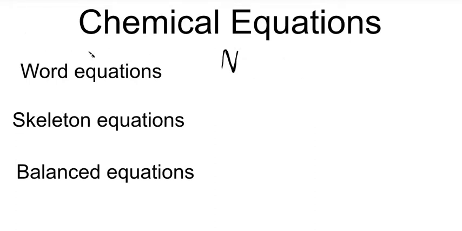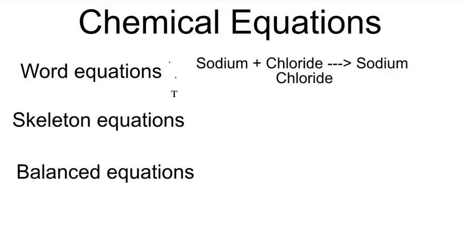So it would look like this. Sodium plus chloride yields sodium chloride. Okay, so that is a very simple one. So we see sodium plus chloride, when they react, forms sodium chloride, as said in words.